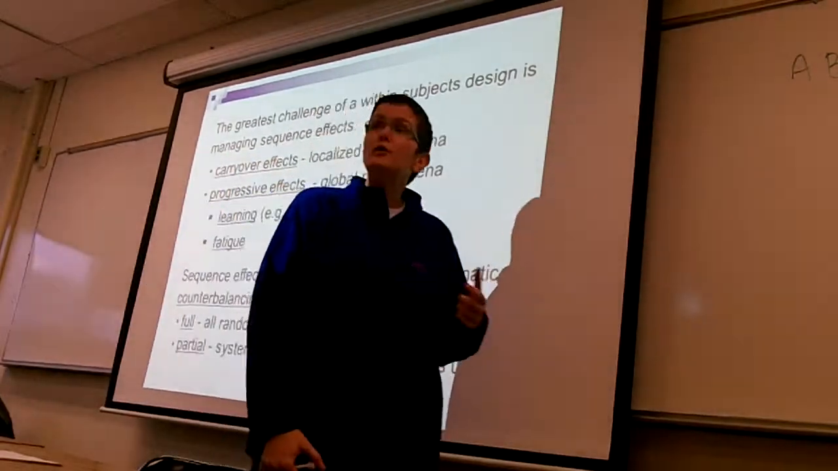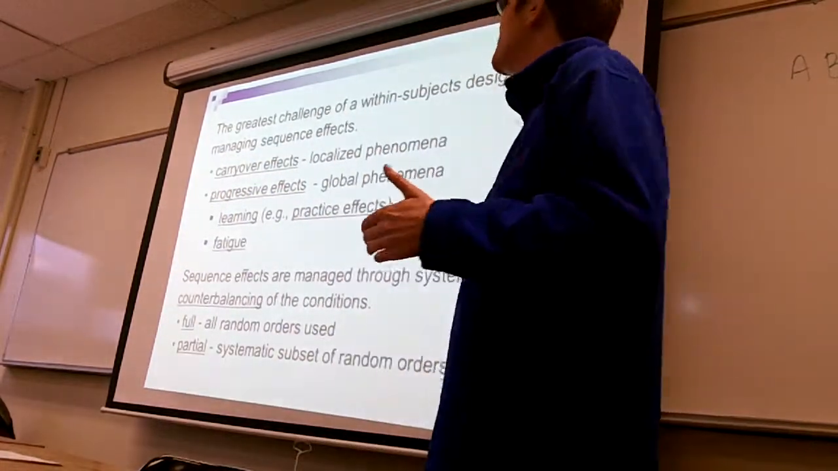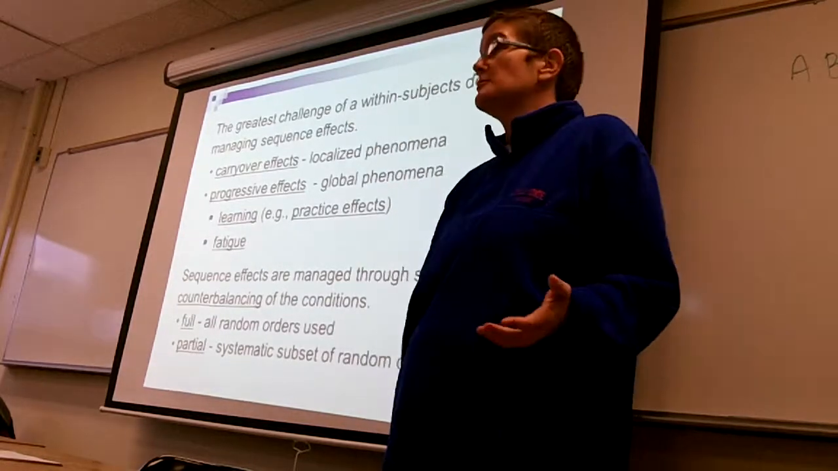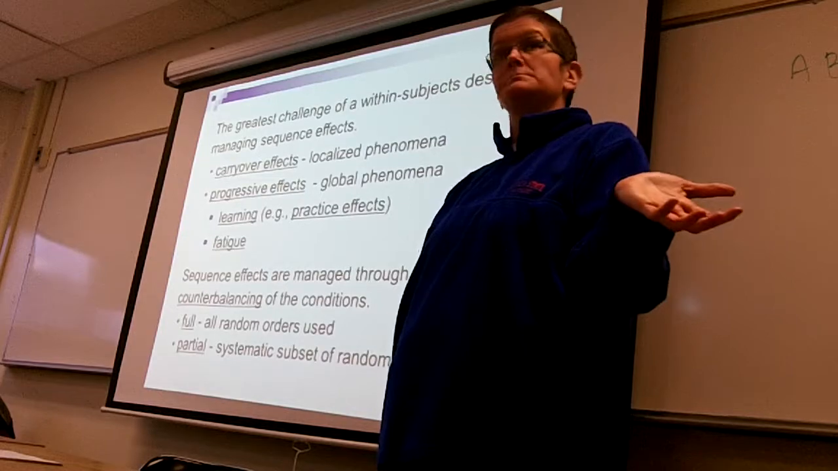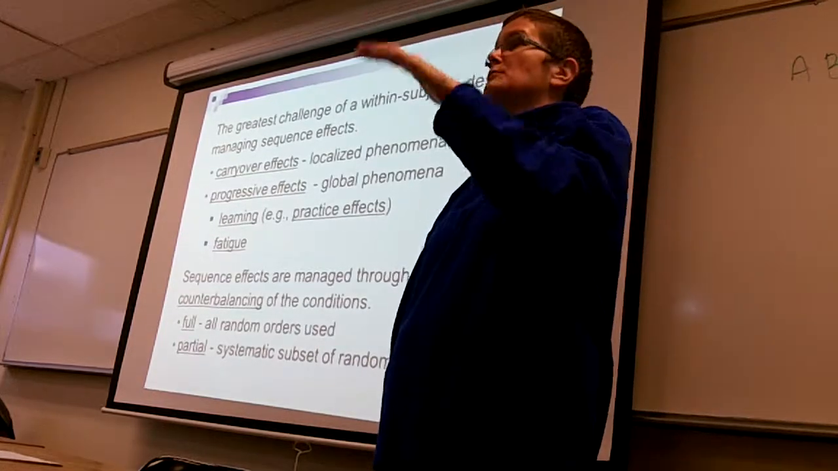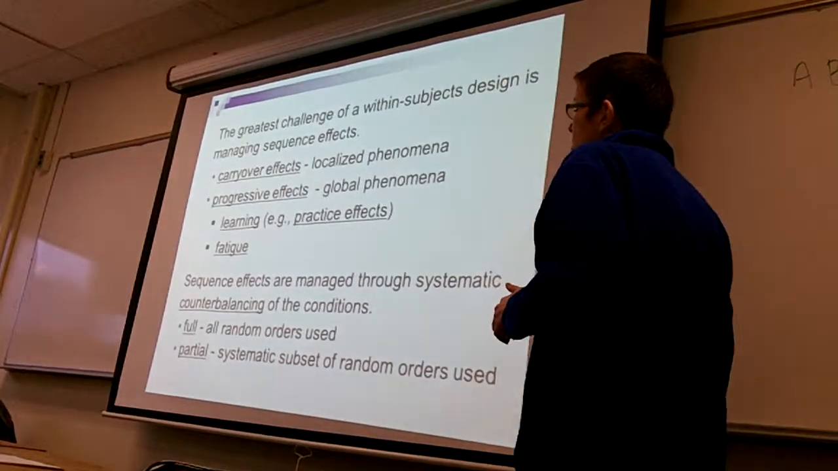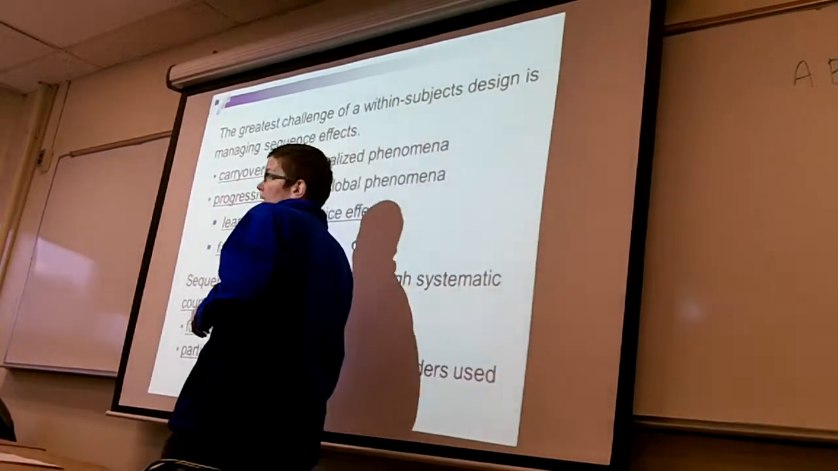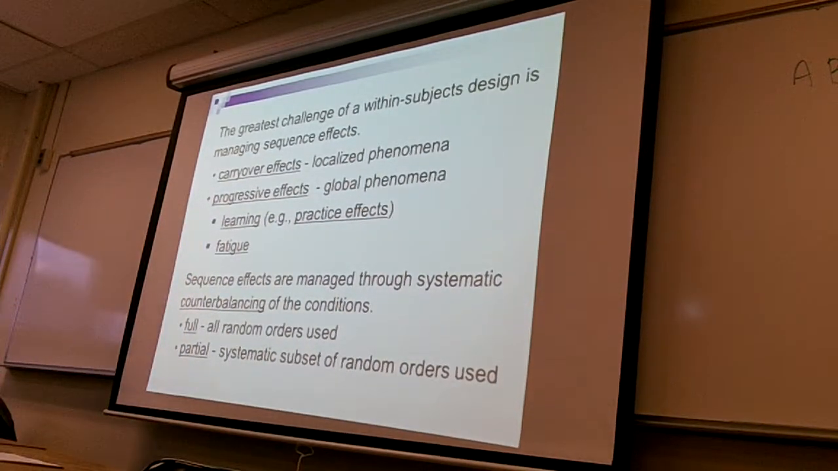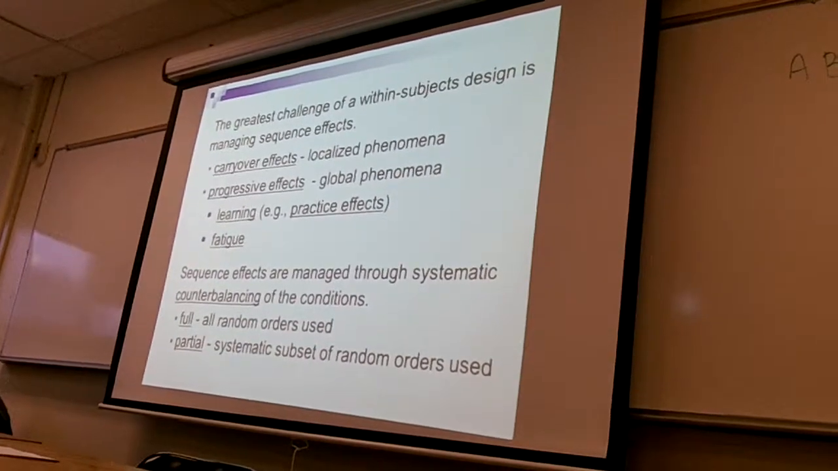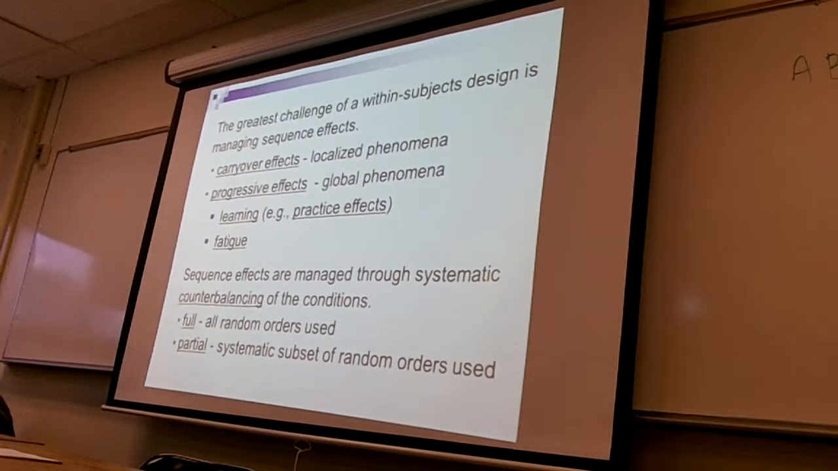And we counterbalance in two ways. We can either do a full counterbalance, which means we use all the possible random orders. So we mix it up as much as possible. Or we can do partial counterbalancing, where we select a systematic subset of the possible random orders. And which one you do depends on how many stimuli you have, and how much data you need to collect, and how many subjects you have, and things like that.